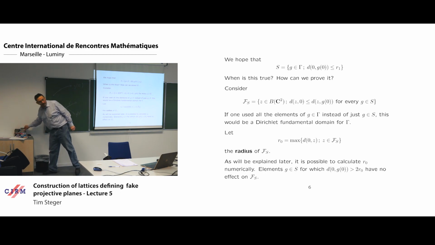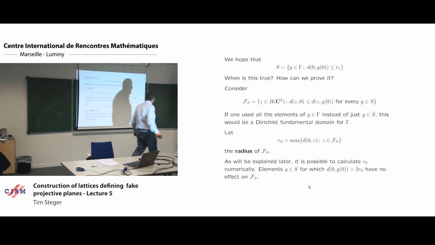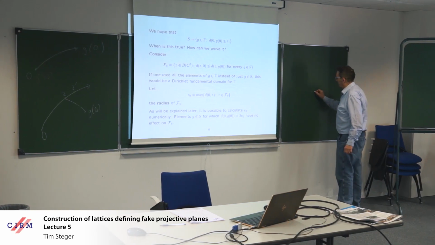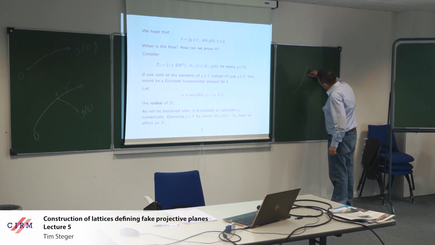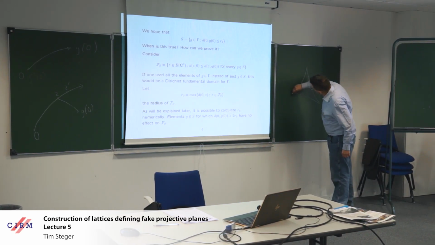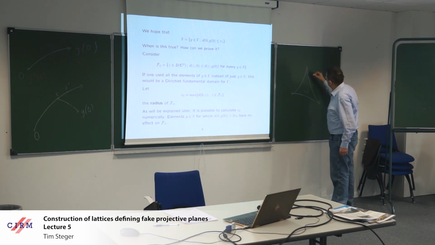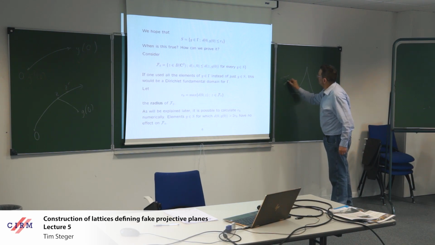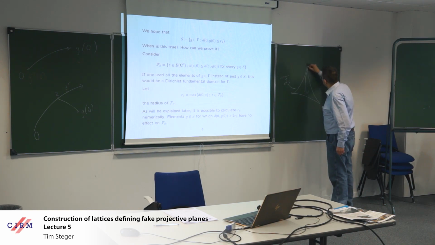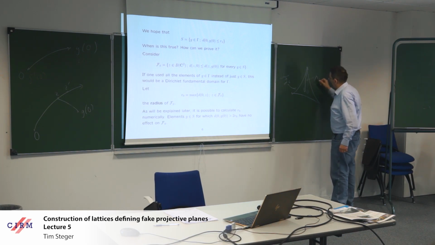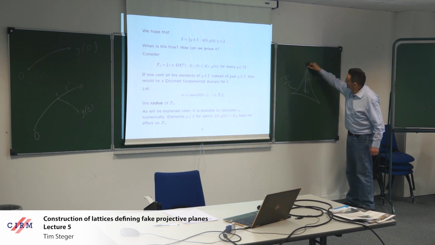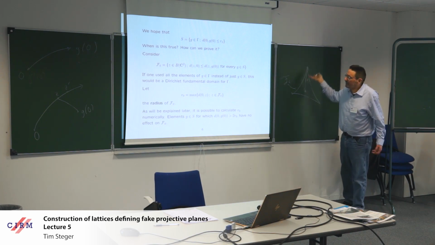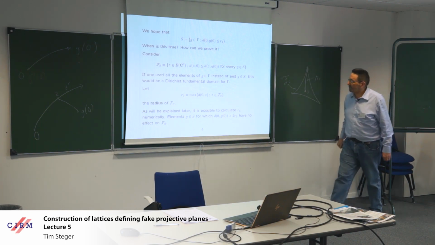One advantage of this room is that I can draw a picture here. So here's the origin. Of course, this is really in two complex dimensions, not two real dimensions. And here is FS. It might look something like this. And this distance here is R sub 0. It's the largest distance. Okay? So the radius.